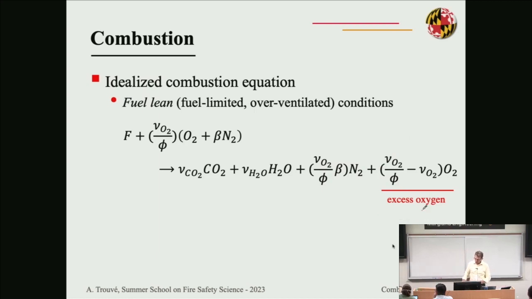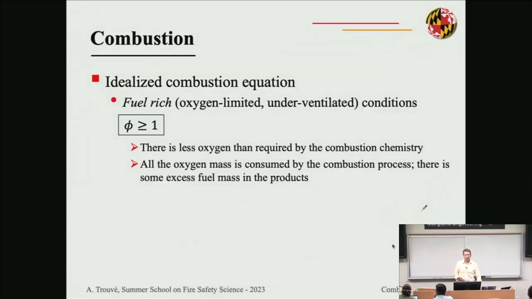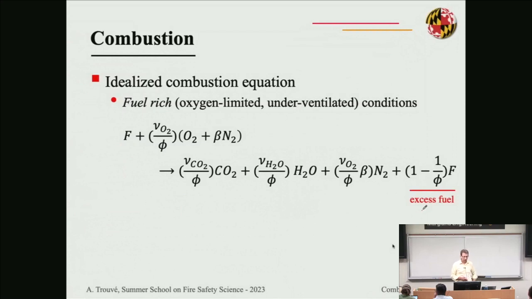All right, and you can do the same for the similar regime of underventilated combustion, a situation where NF over NO2 takes large values. So now you're in a situation where you don't have enough oxygen to completely oxidize all the fuel present in your control volume. And in that case, you're going to be left with excess fuel after the combustion process has completed. Okay, and this is reflected by this combustion equation.